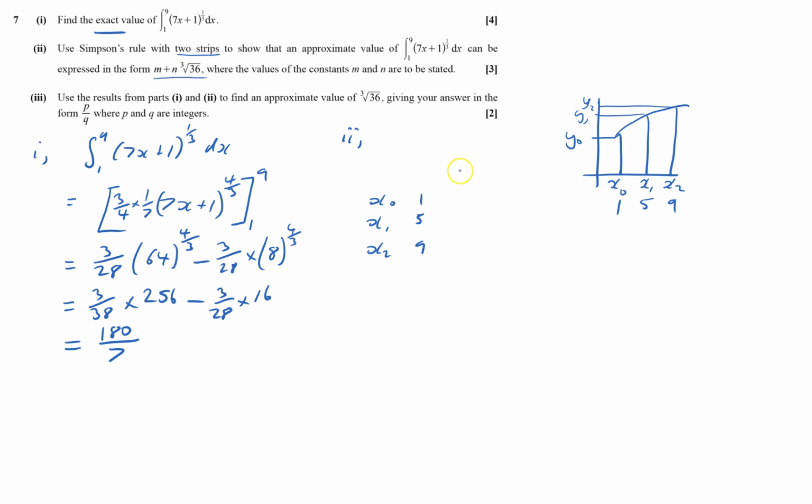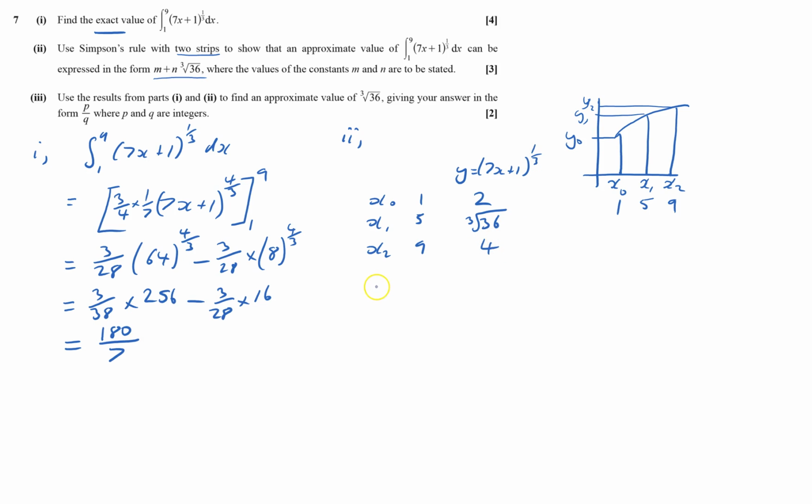And I need to know what my y value is, and y equals the cube root of 7x plus 1. So when x is 1, the y value is, that's 8, the cube root of 8 is 2. x is 5, that's 35, 36, that's the cube root of 36. Well, that's good, because I've got a cube root of 36 there. x is 9, 7 times 9 is 63, plus 1, 64, and that would be 4.